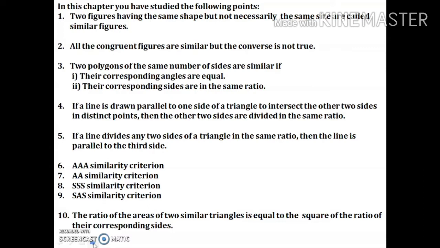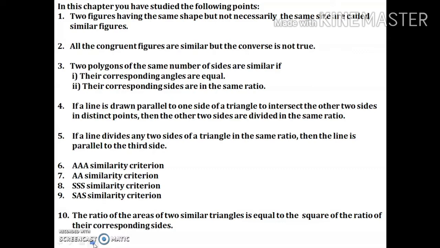Two figures having the same shape but not necessarily the same size are called similar figures. Students, in this chapter you are learning about different similar figures, but due importance is given to similar triangles. Here you should not get confused between similar figures and congruent figures. Do you know what are congruent figures? Congruent figures are figures which have the same shape and same size.